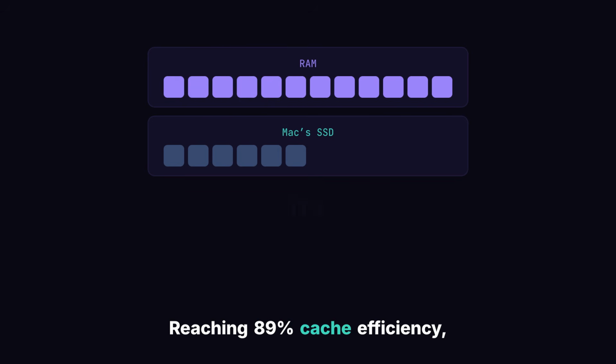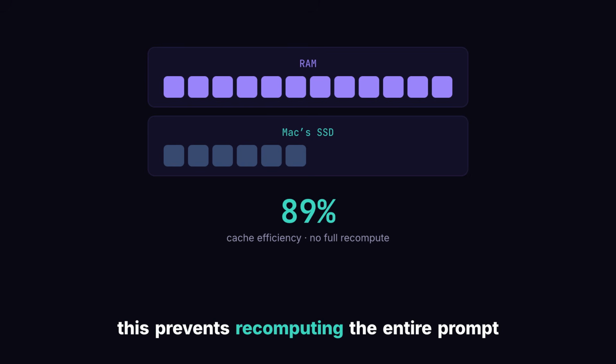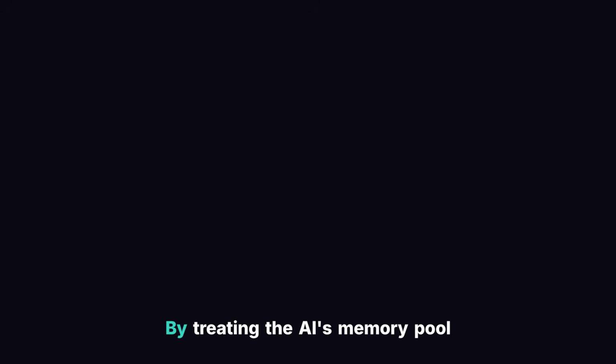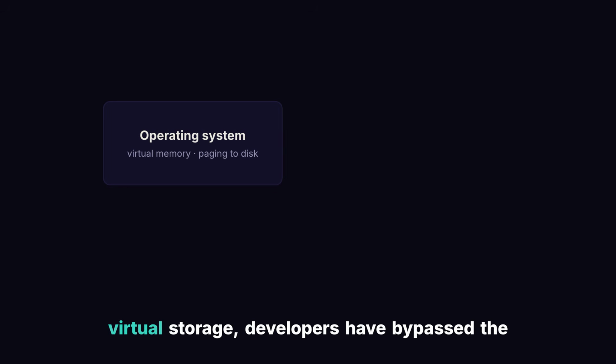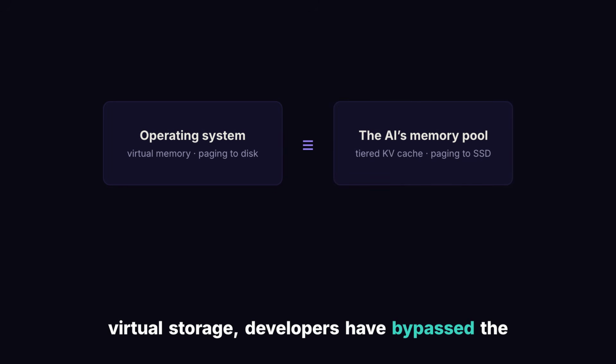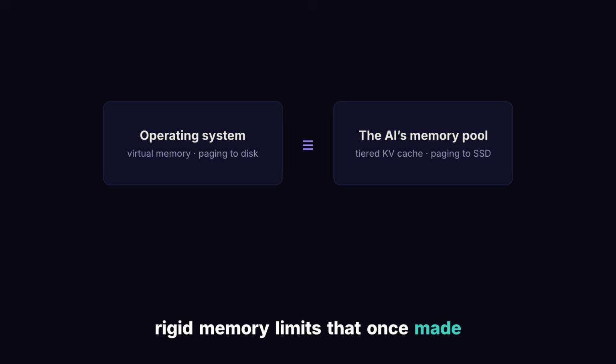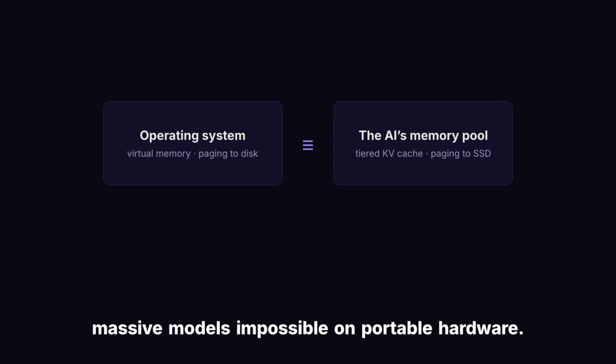Reaching 89% cache efficiency, this prevents recomputing the entire prompt history. By treating the AI's memory pool like a modern operating system handles virtual storage, developers have bypassed the rigid memory limits that once made massive models impossible on portable hardware.